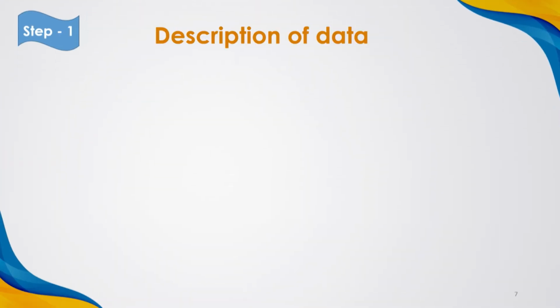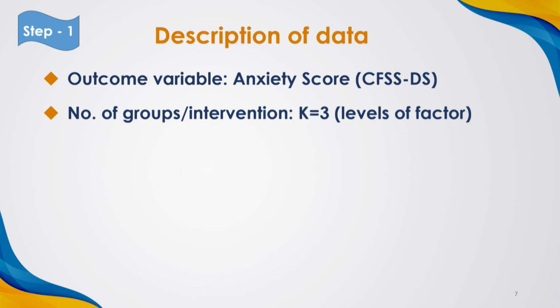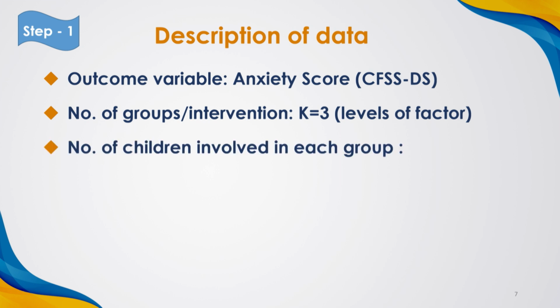As we discussed, we will start with the description of the data. In the problem statement, the outcome variable is anxiety score that is obtained from the CFSS-DS scale. The number of levels in the intervention is 3. The number of children involved in each group is storytelling audio 5, musical audio 5, audio visual 5.